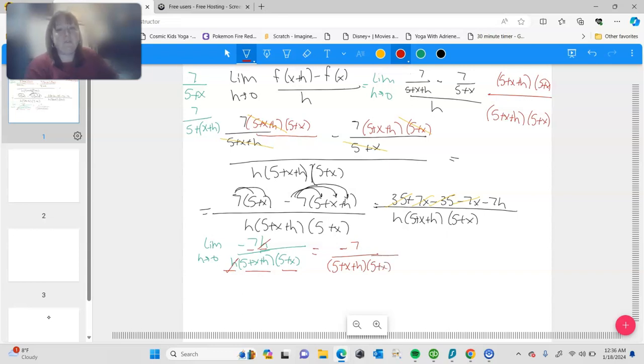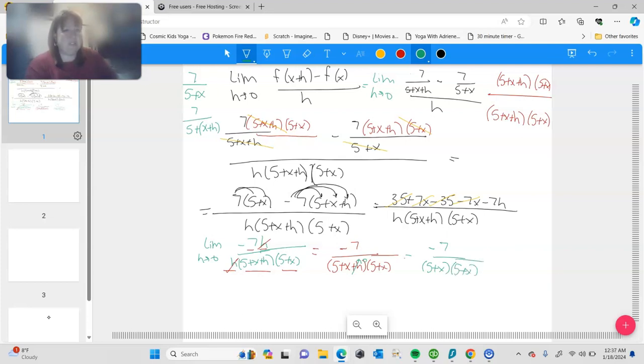Okay, now what happens when h goes to 0? So as h goes to 0, this is approaching 0. So we do that direct substitution now. We're saying, okay, what happens if h is equal to 0? Well, if h is equal to 0, then negative 7 stays the same. So we'd have negative 7 on the top. And then we'd have 5 plus x plus 0. So it's just 5 plus x, 5 plus x times 5 plus x.